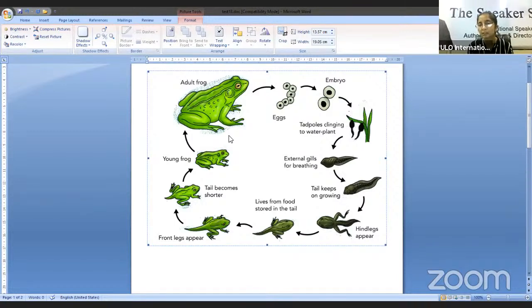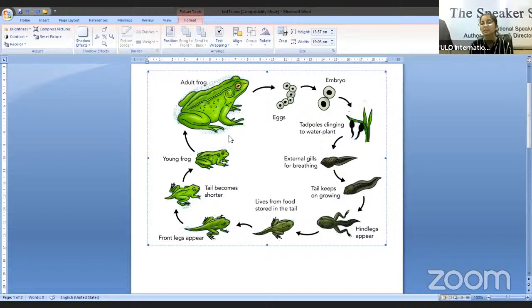And after this tadpole stage, external gills appear for breathing. Aquatic animals have gills for breathing, and terrestrial animals, which live on land, have lungs for breathing. So this stage occurs in the water, so they have to breathe in the water. That's why external gills appear for breathing.